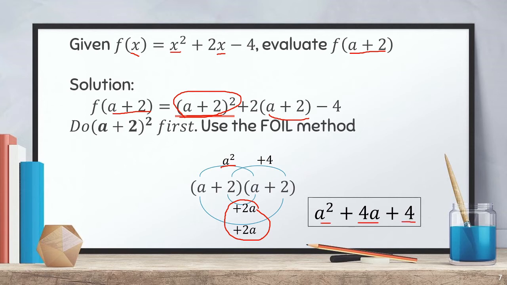What we mean by dissimilar is that similar terms should have the same variable and the same exponent or degree. In this case, this is squared and this is raised to 1, so the 1 is just not written. So we cannot combine them. So this is now our answer for the first term: a squared plus 4a plus 4.